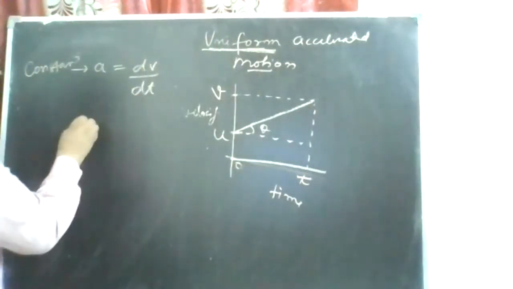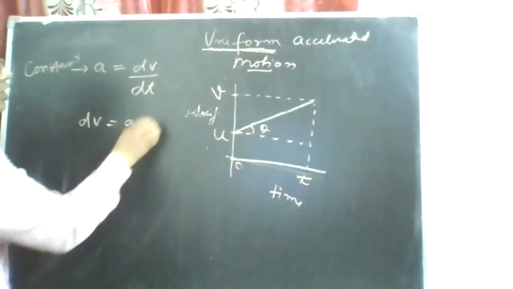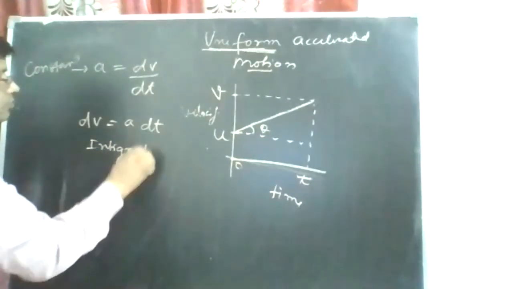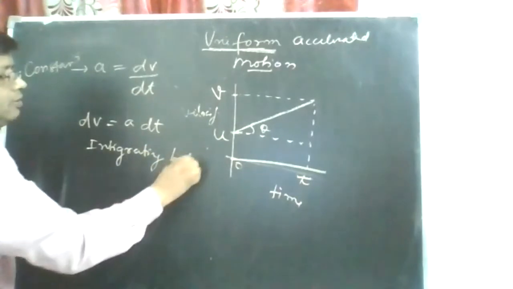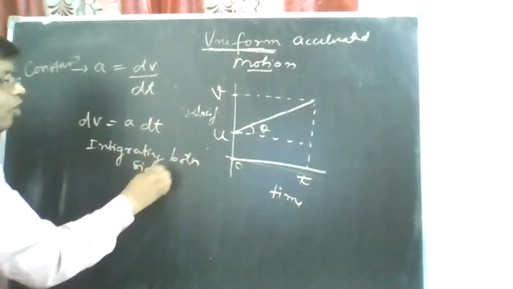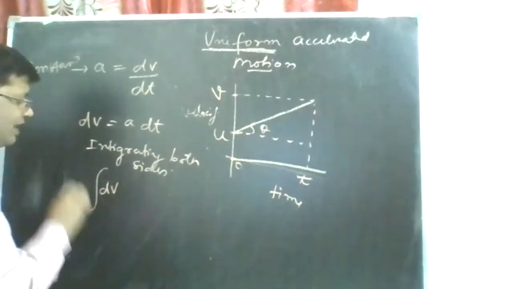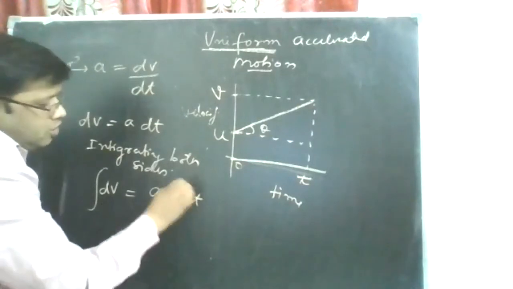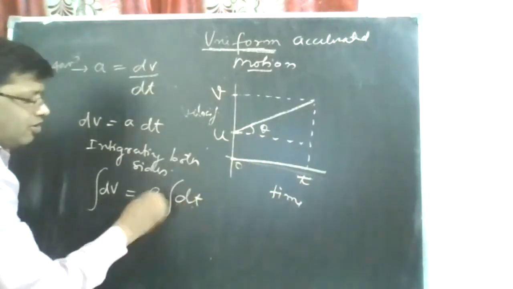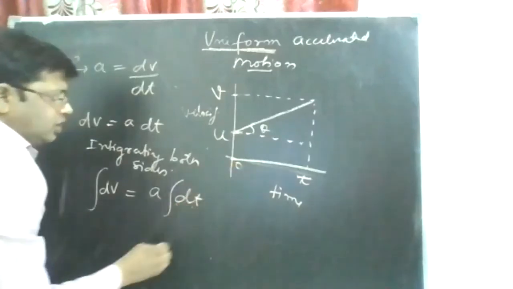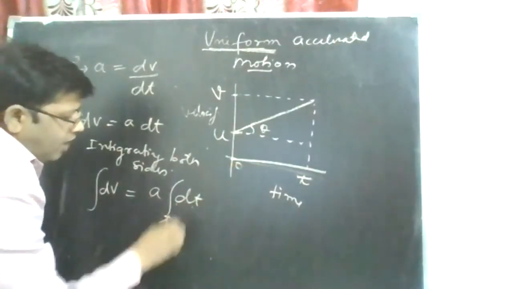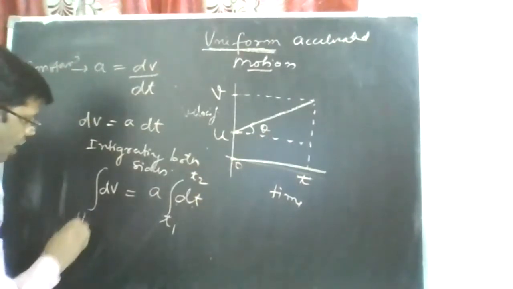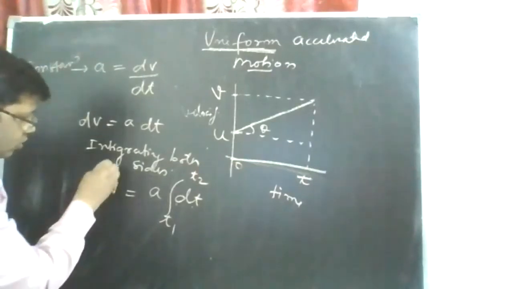Now, dv is equal to a dt. Integrating both sides. Integration means total change, as I have already told you. What is the total change in velocity? Acceleration is constant, so we put acceleration outside the integration. What is the total change in time? Let the initial time be t1 and final time be t2. The change in velocity is from v1 to v2.